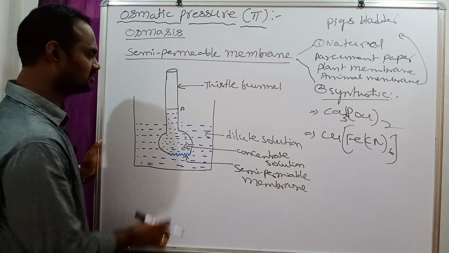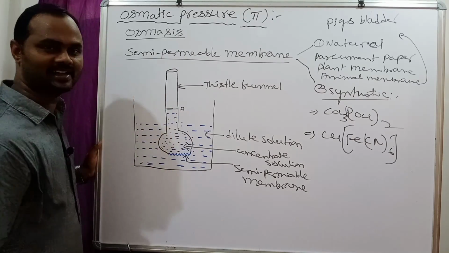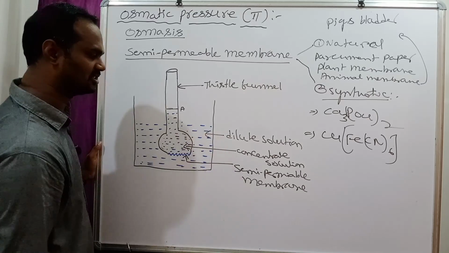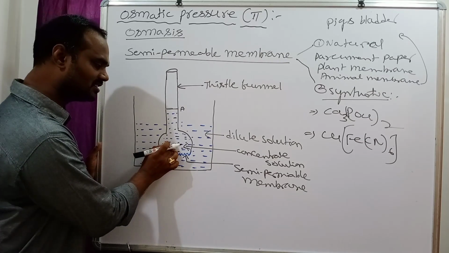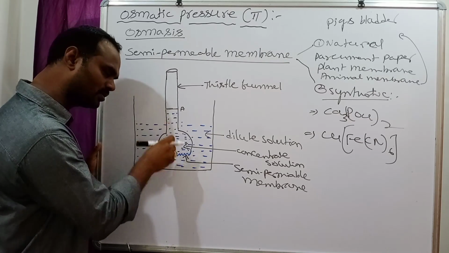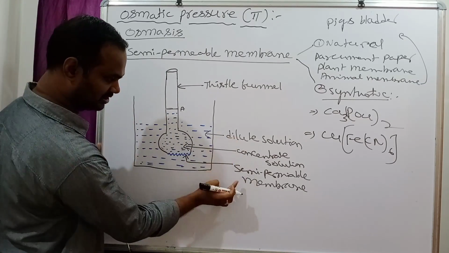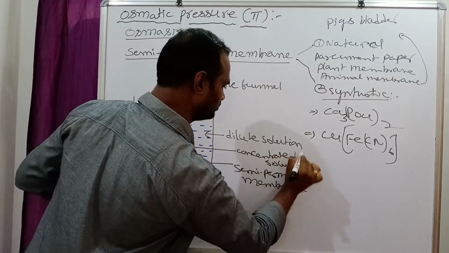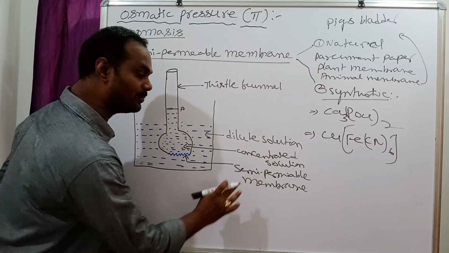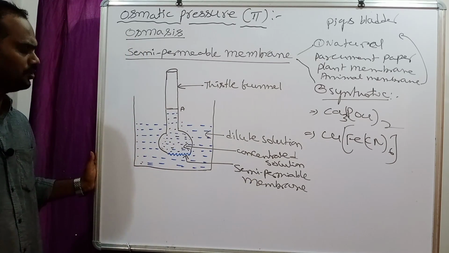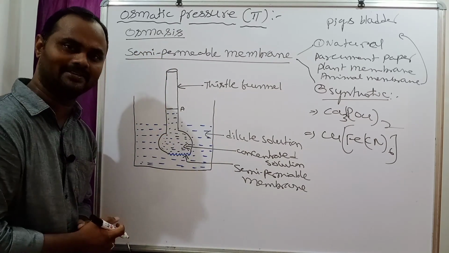Carefully see, initially the level of solution inside the thistle funnel I mark as A. Outside there is dilute solution with fewer solute particles. Inside, the concentration is more because the solute is more. This outside dilute solution and inside concentrated solution are separated by a semi-permeable membrane. When this thistle funnel is placed in the dilute solution in this container, what will happen?